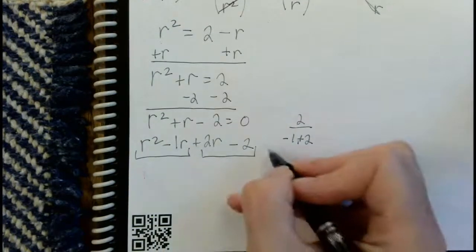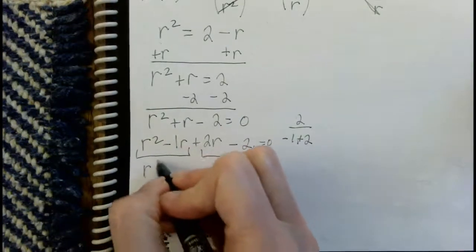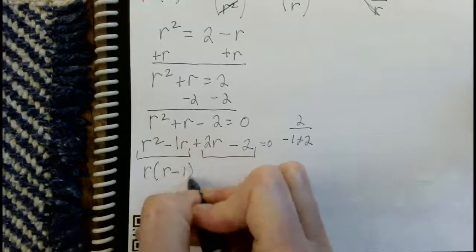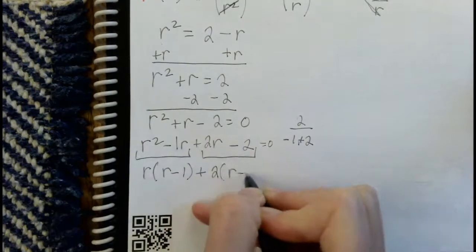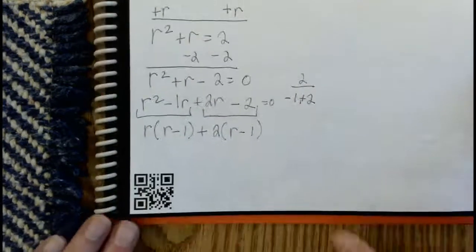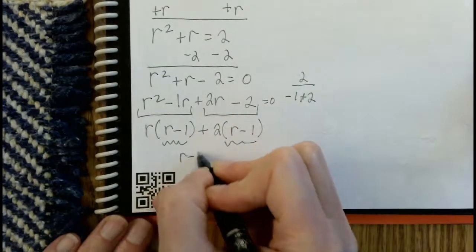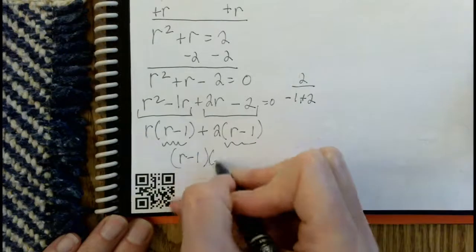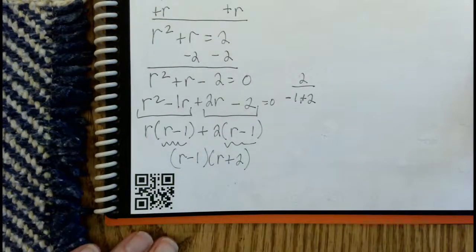So now that we've got that here, and I know it does equal 0, the greatest common factor in our first group is r, and we're left with r minus 1. Greatest common factor in our second group is 2, and we're left with r minus 1. And then we have r minus 1 and r plus 2 in terms of our factors here. But we want to know, what does r equal?